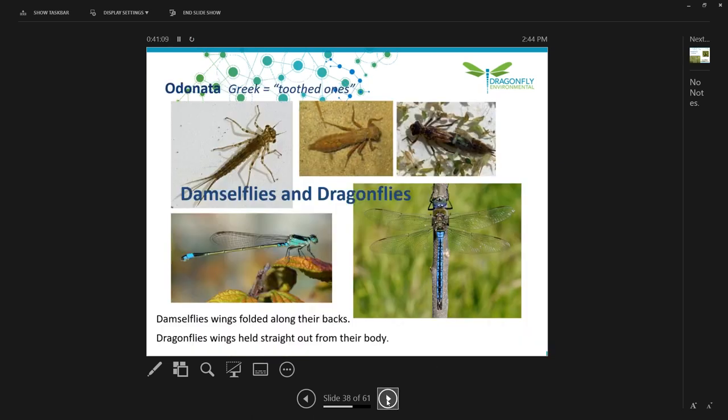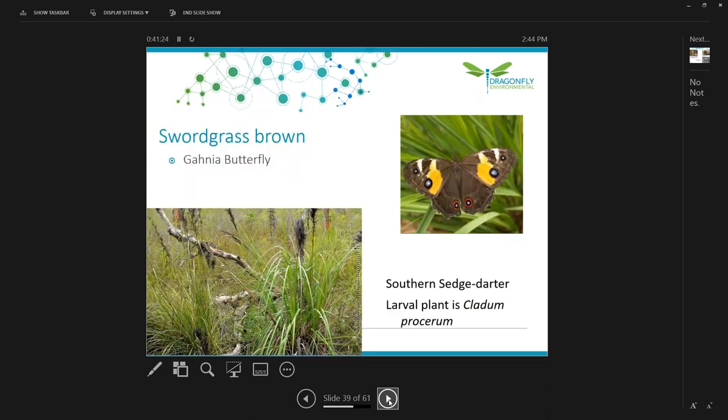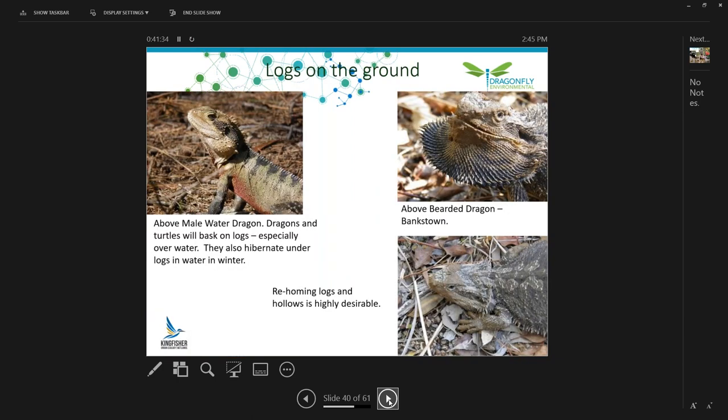Now, I mentioned the damselflies and dragonflies. They're in the family Odonata, which means toothed ones. Again, this is part of connecting people with their urban waterways. So in your design, keep them in there. We've got common wetland plants like Gahnia. There's a particular butterfly that only lives on the Gahnia. So again, the more you know these stories and connections, the more you can bring them into your designs.